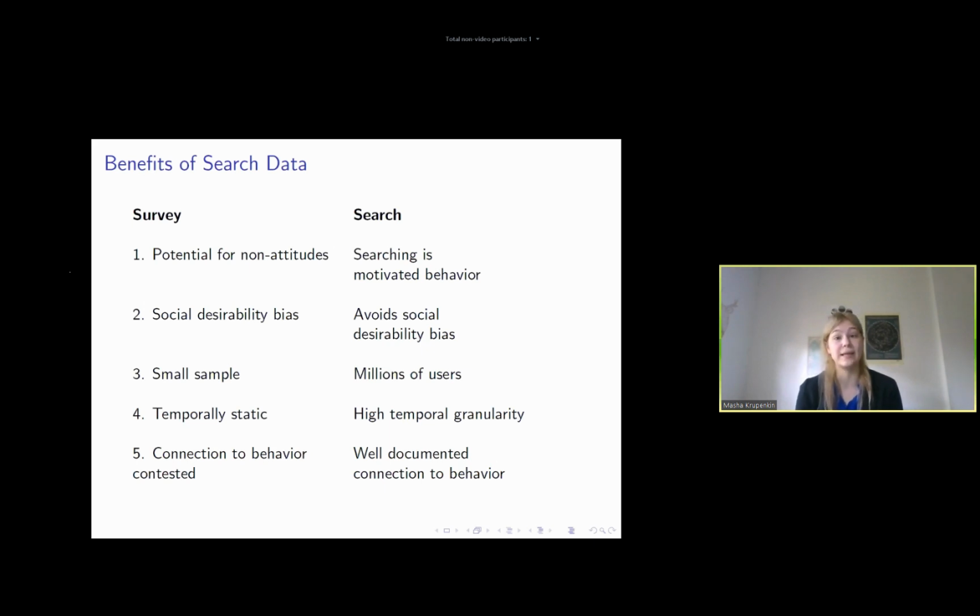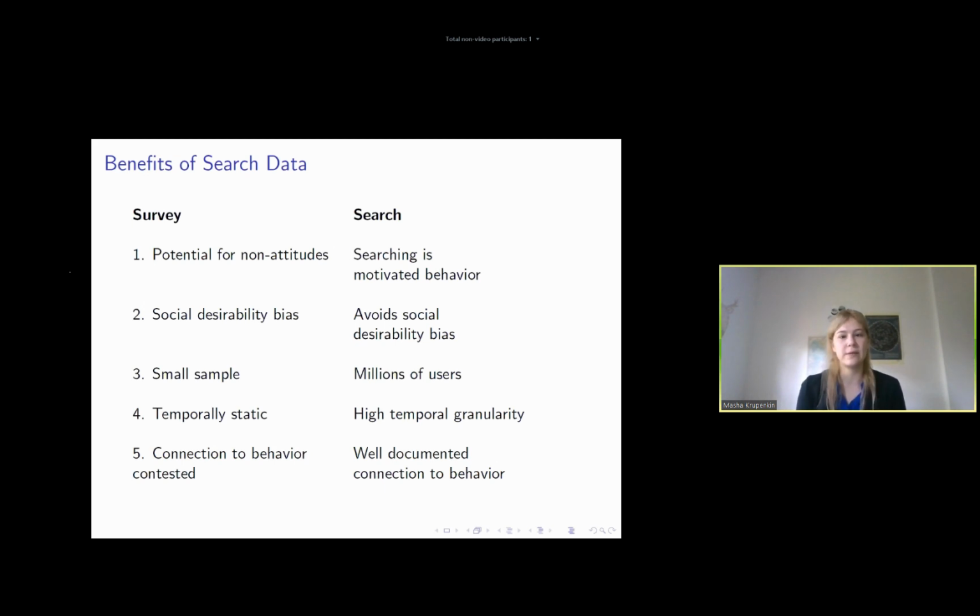Search data elides this problem completely because searching is motivated behavior. So if I type in Zillow or I type in register to vote into my web browser, that means that I have this intrinsic motivation to look up this information, and that it does say something about my revealed preferences. Second, survey data has this very strong social desirability bias and these social desirability issues.